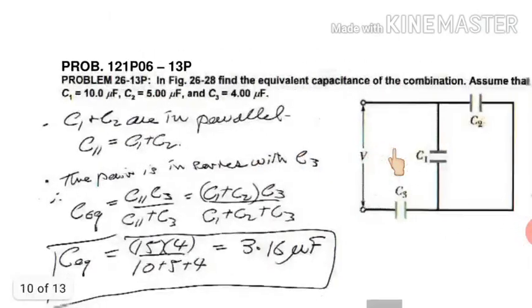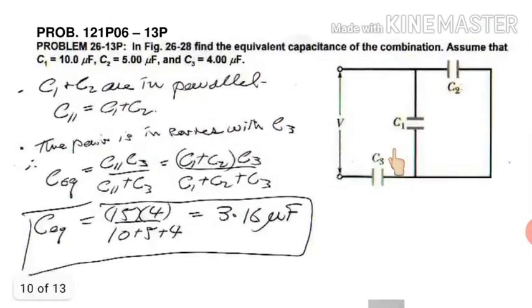Next question is: in this figure, find the equivalent capacitance of the combination. Okay, the same type of question they have given us. And C1, C2, C3 also they have given us. C1 is 10 microfarad, C2 is 5 microfarad, and C3 is 4 microfarad. And we have to calculate the equivalent capacitance.